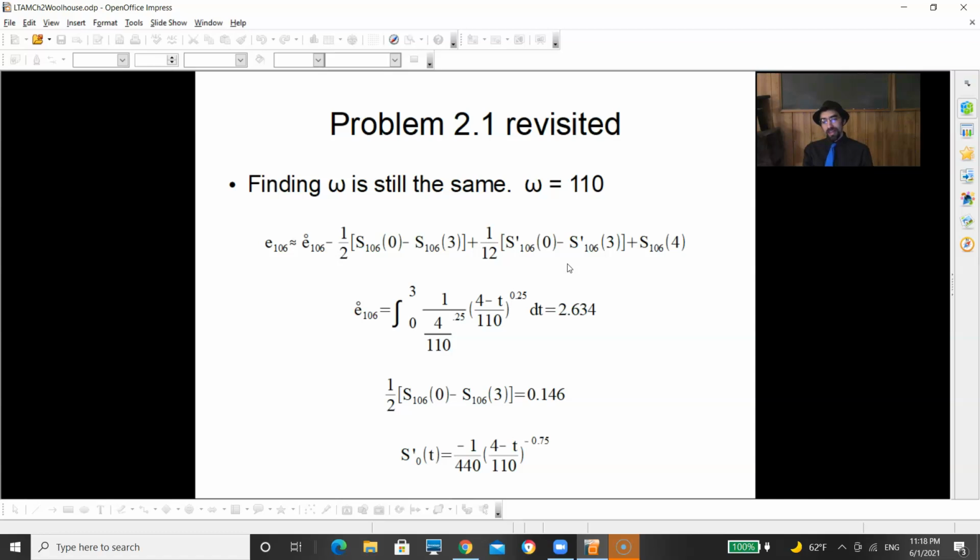We would say curtailed expectation is approximately complete expectation minus 1/2 [S(0) minus S(4)], plus 1/12 [S'(0) minus S'(4)], because 4 is the maximum number of years that a person can survive. But looking back at that formula, we actually have a vertical tangent at t equals 110, which would mean 4 years from when you're measuring when the person's 106.